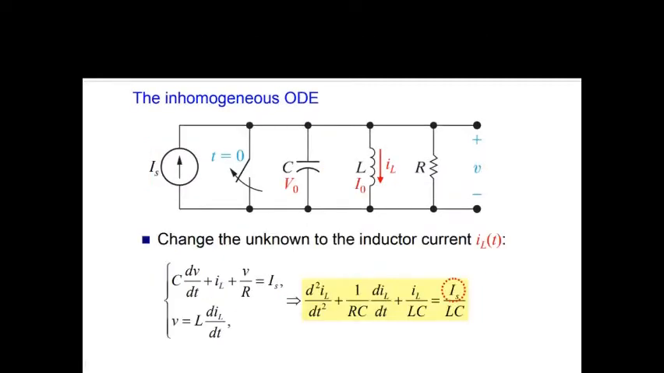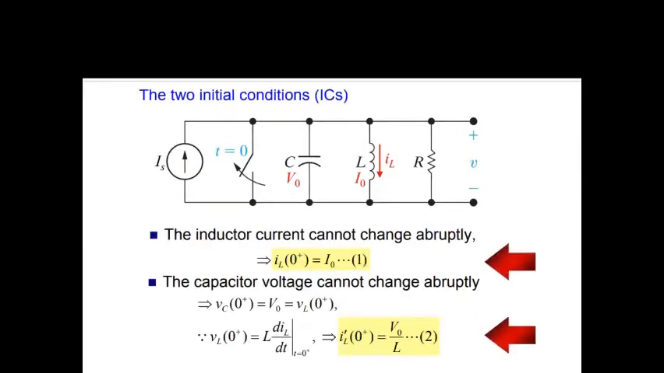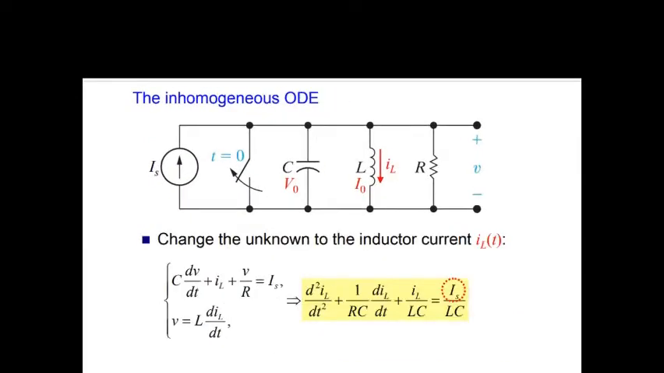Okay, so by choosing the inhomogeneous ODE, based on this for the step response RLC circuit, we can always choose either the homogeneous or inhomogeneous ODE. This actually changes the unknown to the inductor current. Just now we were using the capacitor voltage. So from here you can always obtain the equation of d squared i dt squared plus 1 over RC diL dt plus iL over LC.